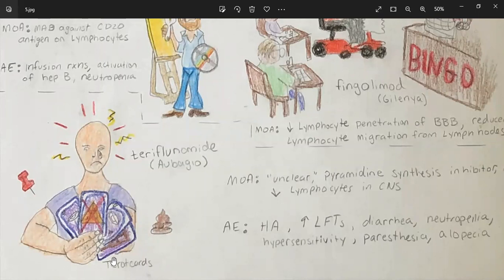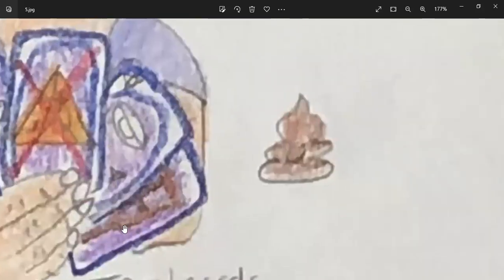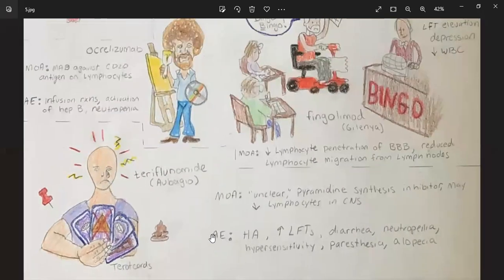So a pyrimidine synthesis inhibitor, a big X through this pyramid, and then decreases, again, I'm going to say lymphocytes instead of lymphocytes. It's hard to tell, but this is a crutch on this card. So people who have a limp are like using crutches. And then the adverse effects are a headache. So she looks like she has a headache.